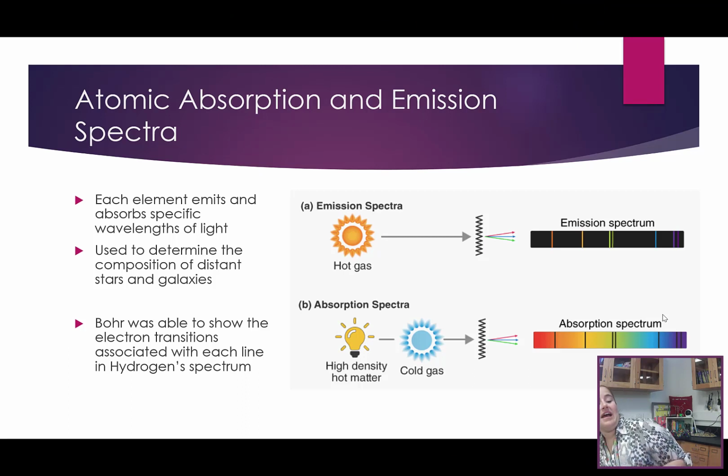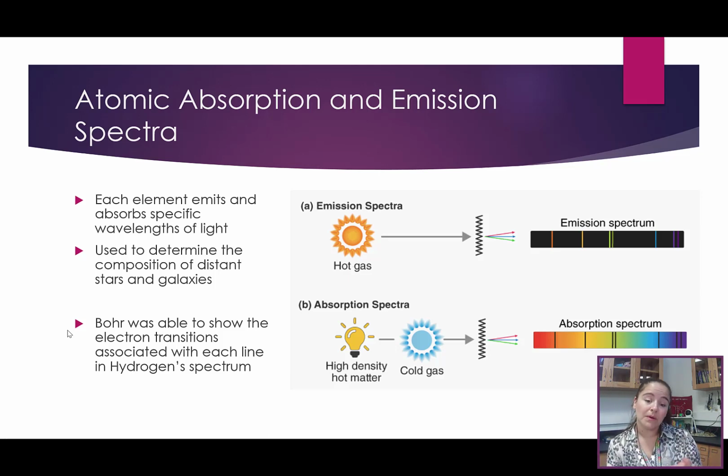So as you saw, the spectrums of the elements are unique to that element. Each element emits and absorbs specific wavelengths of light. And when you have bigger elements, they have a wider range and more wavelengths of light that they can absorb or emit. This is actually how we determine the composition of distant stars and galaxies in the universe.